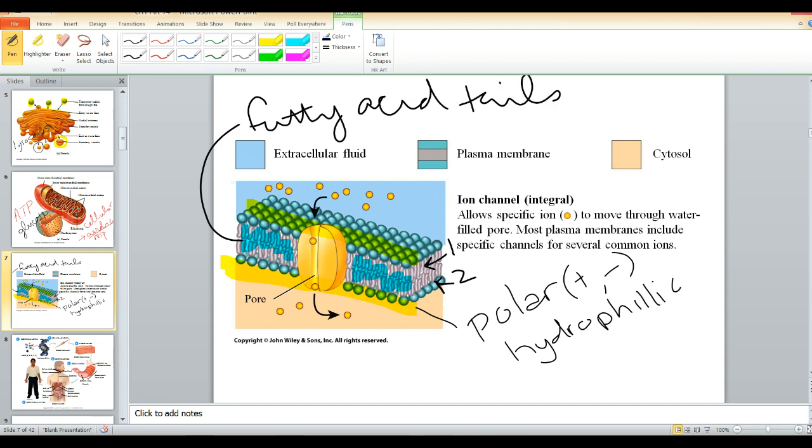What do y'all know about fat and water? They don't mix, you're correct. So basically what happens is the fatty acid tails, the middle of the membrane, are nonpolar. They do not like charges. And they are hydrophobic.